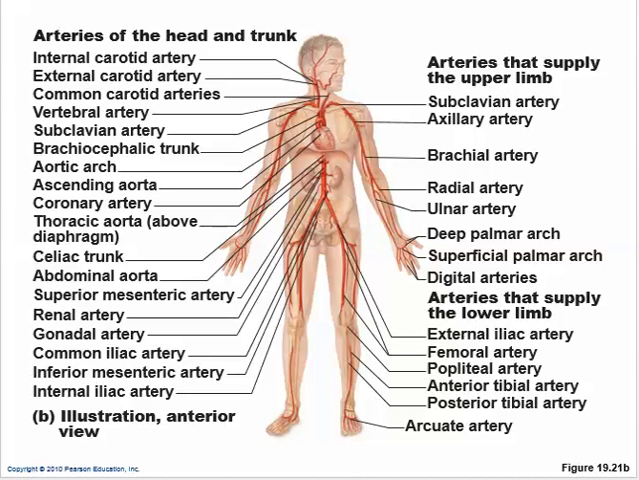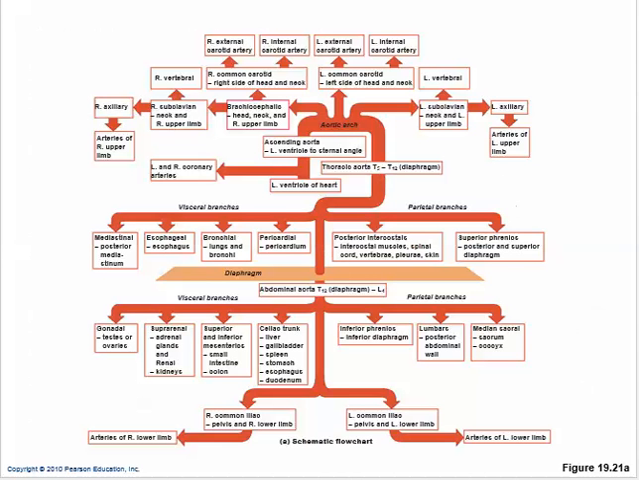This one is the anatomically correct version. This is a schematic that basically looks at the branches and what branches off of what. So I'm going to talk about general principles and not expecting you to memorize anything more than the major blood vessels that I'll talk about here.